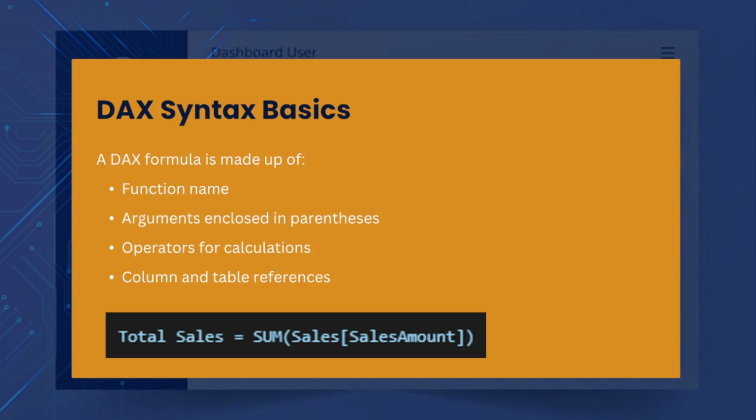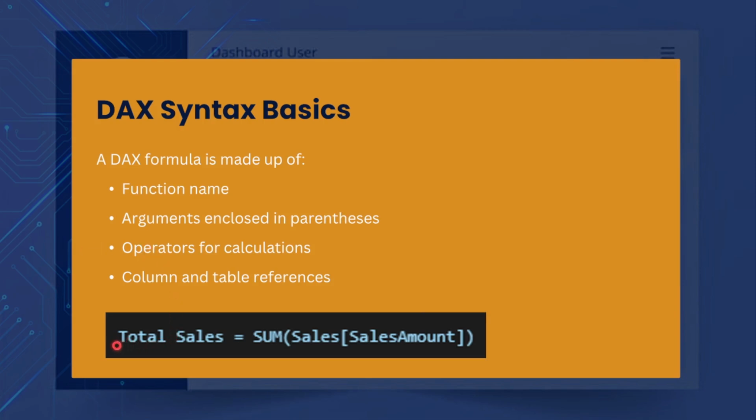Basic DAX syntax. A DAX formula is made up of four things. First, function name, argument enclosed in the brackets, operators for calculations, column and table references.